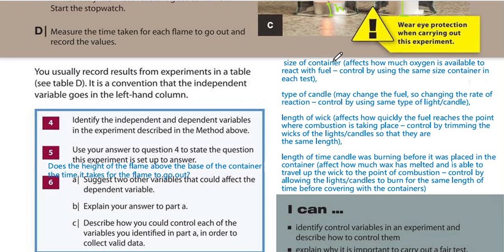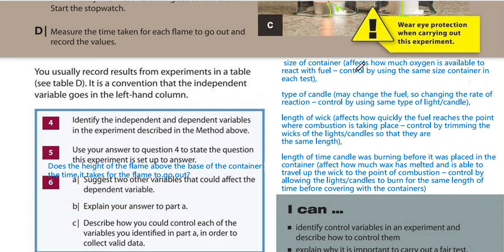So whatever the 2 variables you chose here, you have to give the explanation why you think this should be controlled, right? And then you have to say in part C how you could control each of the variables you identified in part A in order to collect valid data. So how are we going to control each of these variables?